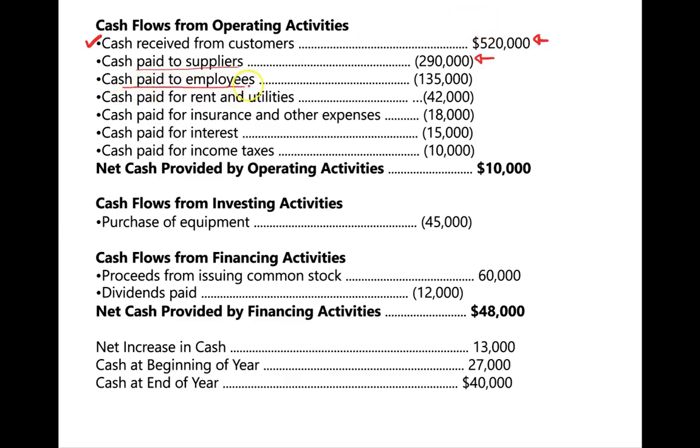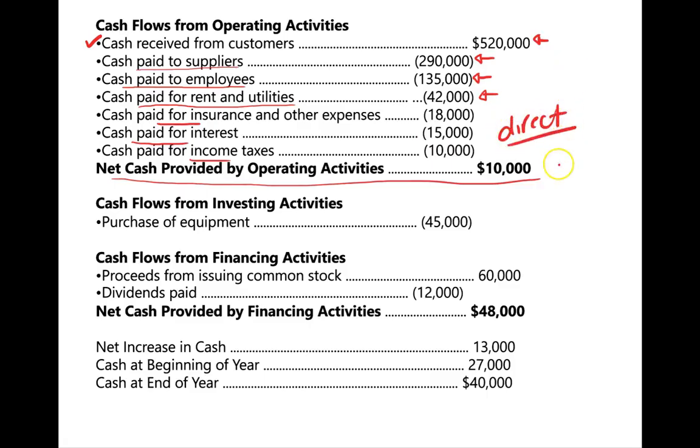Then we have our cash paid to employees. So this is our salaries expense on a cash basis. Cash paid for rent and utilities. So everything's on a cash basis. So we have our cash paid for insurance, cash paid for interest, for income taxes, etc., etc. And then we get to our net cash provided by operating activities. Okay, so this is the direct method.